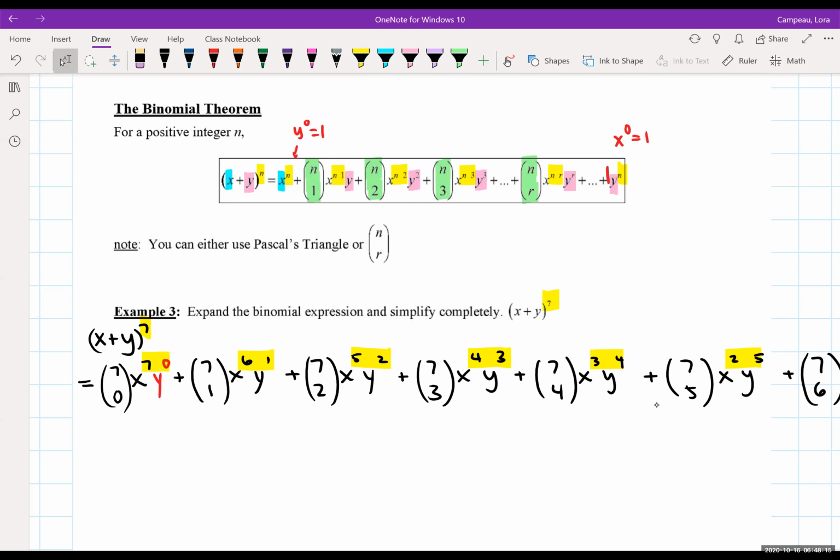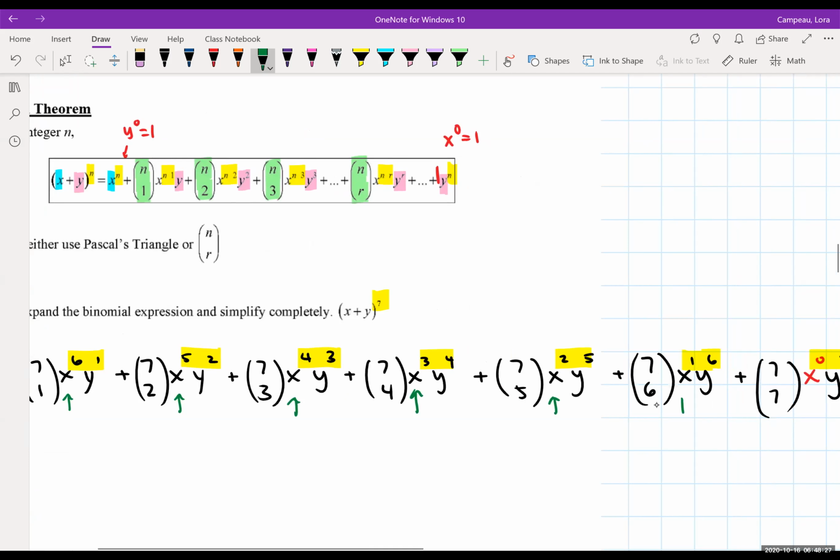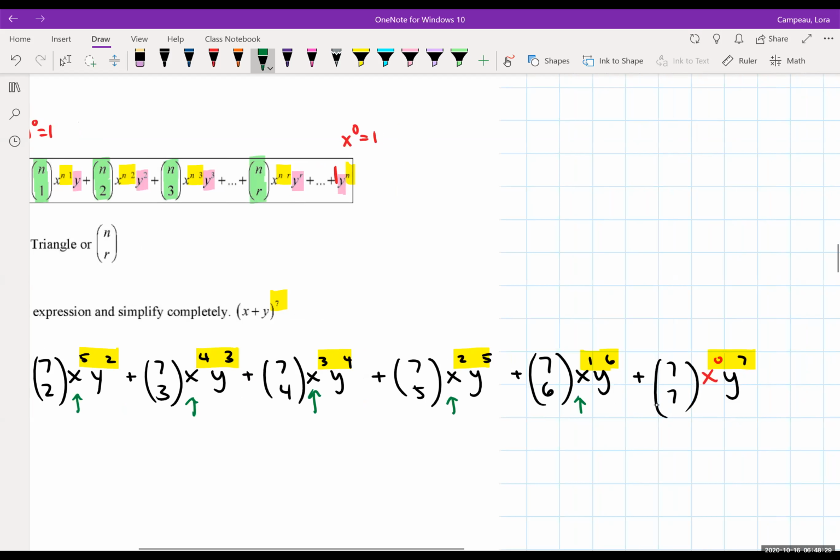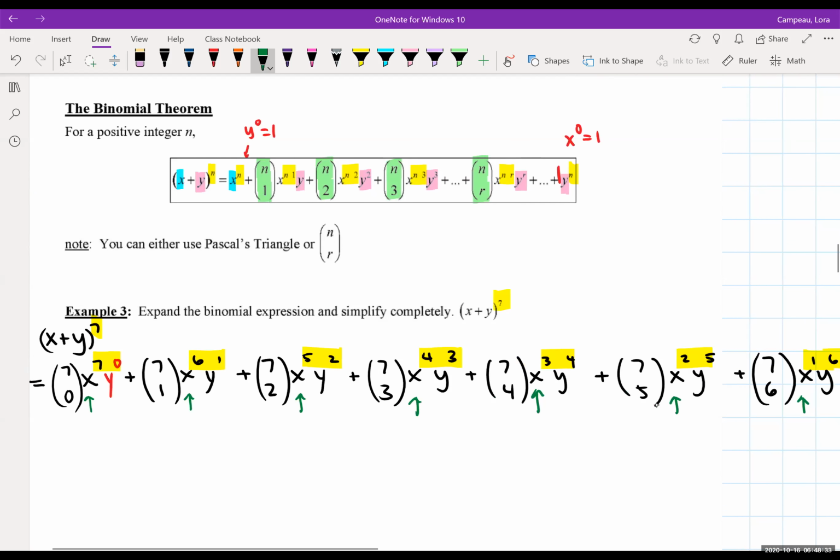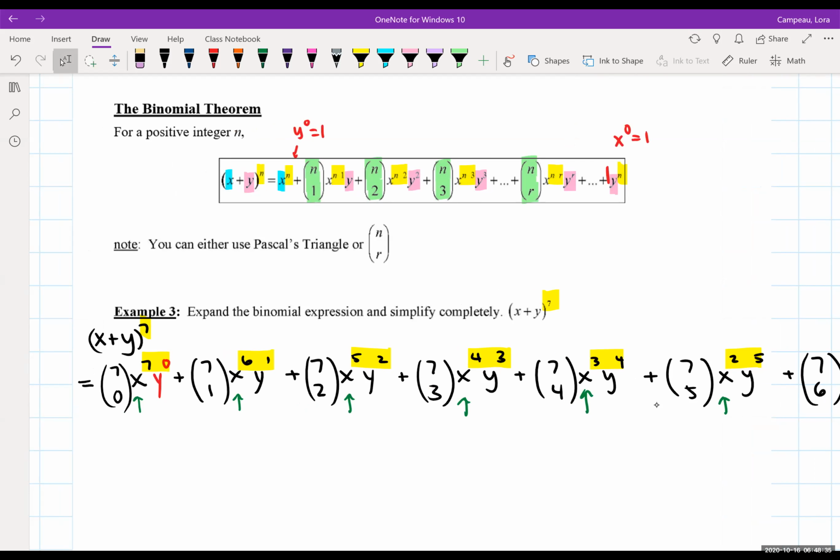If all you remember is counting down with the x's, then it automatically gives you a clue on what the y values will be in terms of their exponents, because you're just counting upwards. Or you just have to know that they add up to 7 and you'll be good. So that's a nice way. I really take care of the powers of the terms first. And now it's an issue of figuring out what the values of these are.